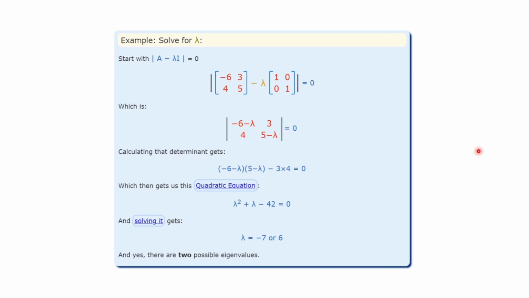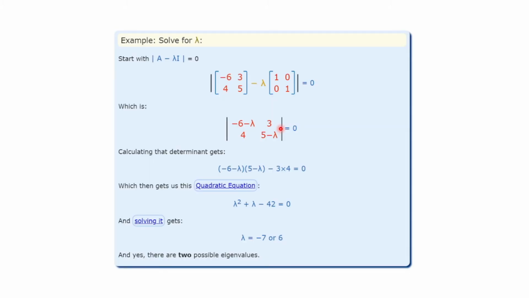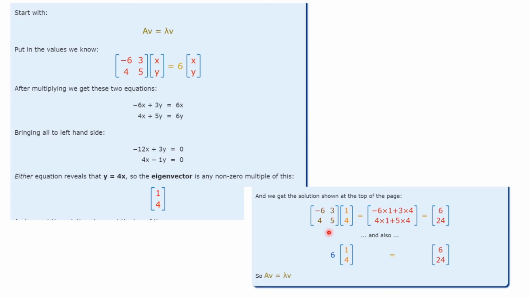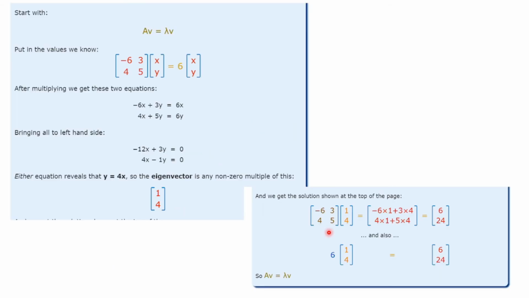So how do we solve for lambda? We start with the determinant of A minus lambda I equal to 0, because that was one of the conditions. So how do we do it? We take the matrix [-6, 3; 4, 5] minus lambda times the identity matrix, which gives us this value, and then we calculate the determinant, and we get lambda equal to -7 and 6. So 6 and -7 are the eigenvalues.